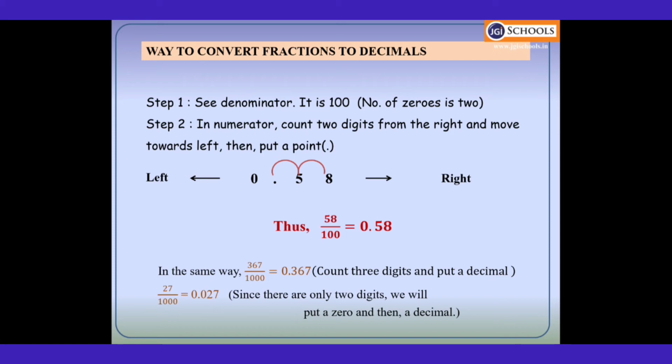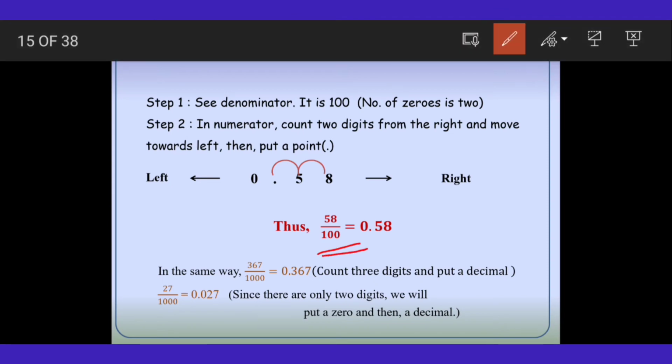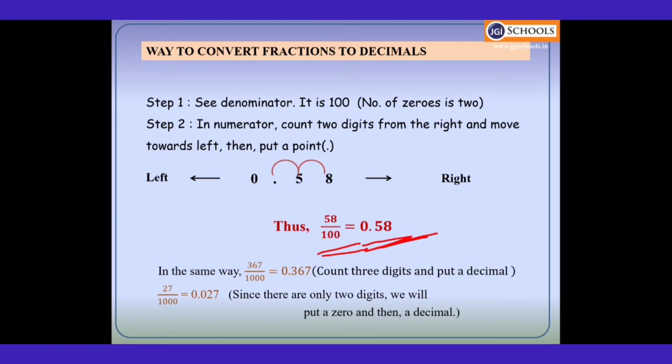Suppose 58 is the number and in the denominator what is there? 100, right? 100 is there in the denominator. So we will count this 8 as the first digit, 5 as the second digit and we will put a point here. So it will become 0.58. Okay. In the same way 367 upon 1000 will be 0.367. Okay. So we will solve the exercise based on this, that is fractions as decimals.